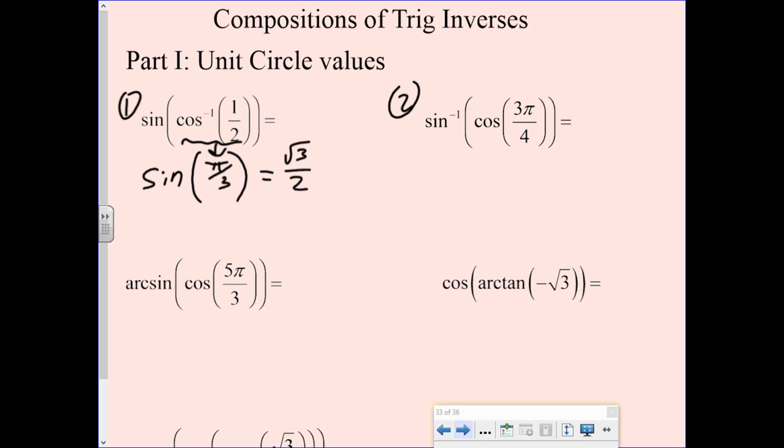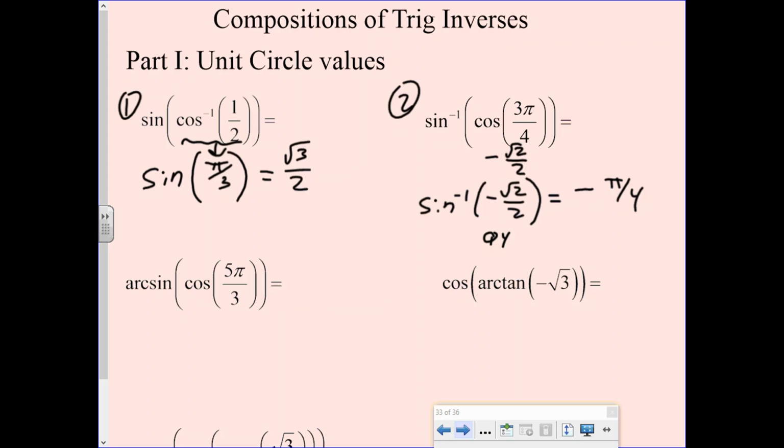I'm going to do this one next, so I'll call that number 2. Again, cosine of 3 pi over 4. We know the cosine of 3 pi over 4 is negative root 2 over 2. So the question now is, what's the sine inverse of negative root 2 over 2? Well, we know the sine inverse is in quadrant 1 or 4. It has to be in quadrant 4 since my sign is negative. So we're in the 4th quadrant, measuring those angles in a negative direction, so your answer here is negative pi over 4.